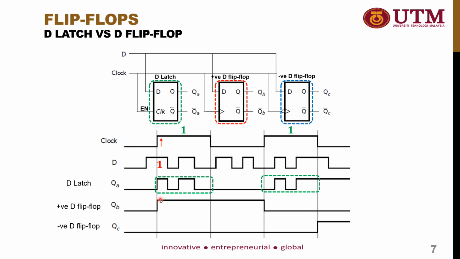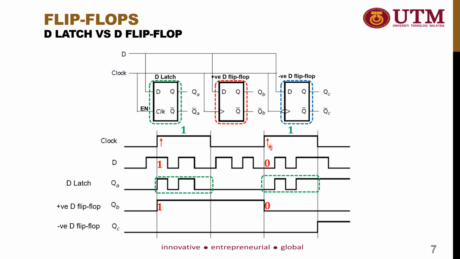And then the output will stay at 1 until it reaches the next rising edge, which is from 0 to 1. Okay, so at the next rising edge, you see here, the input D is equal to 0. Therefore, the output of the positive edge D flip-flop will become 0, and then it will be retained until it meets the next rising edge.